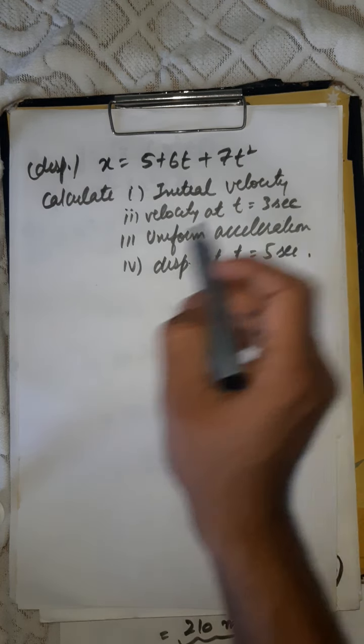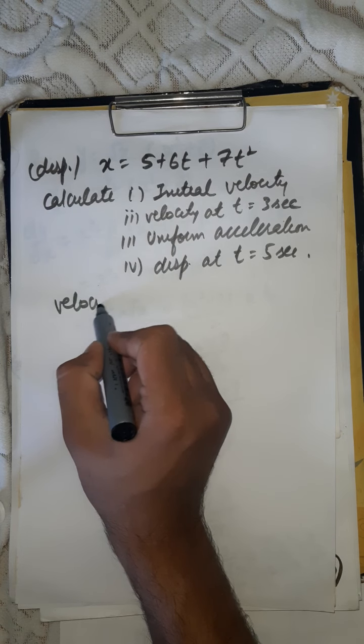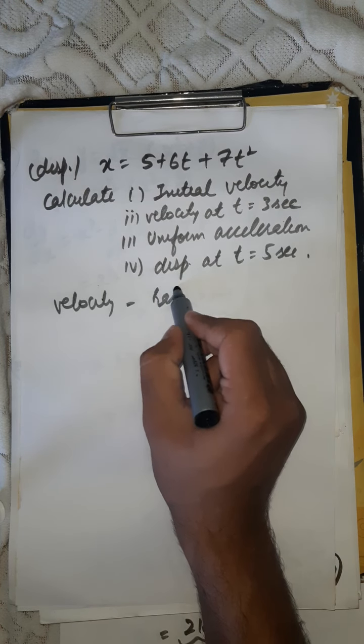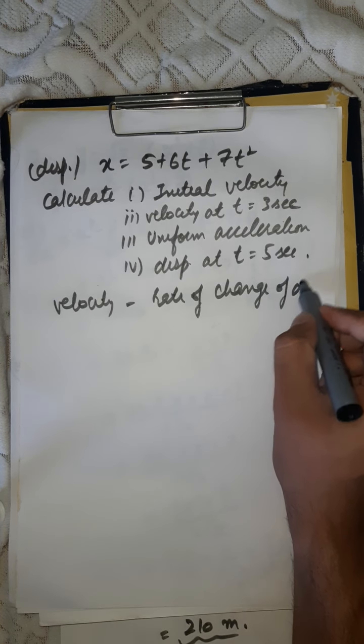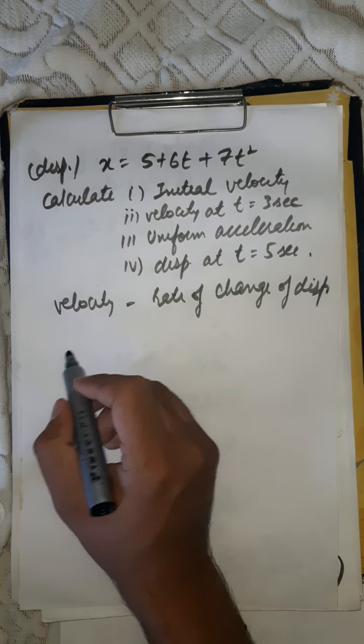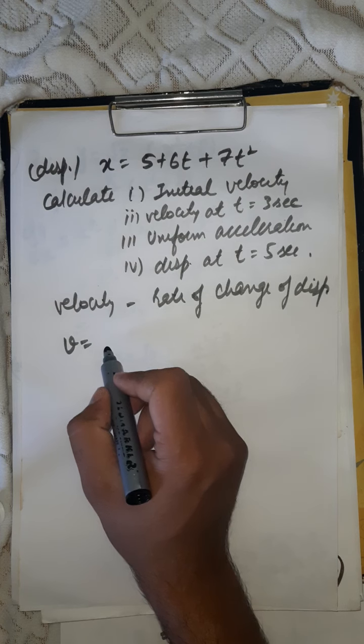Calculate the magnitude of its initial velocity, velocity at t is equal to 3 seconds, uniform acceleration, and displacement at t is equal to 5 seconds. So dear students, first of all we have to know what is velocity. Velocity is the rate of change of displacement. Okay. So we know that the derivative explains the rate of change.